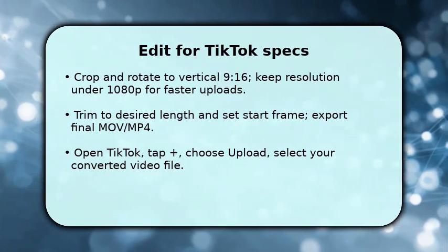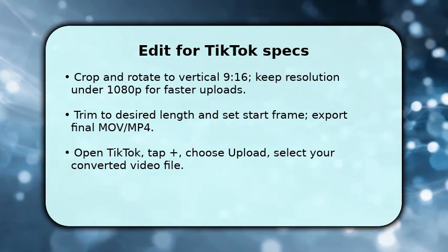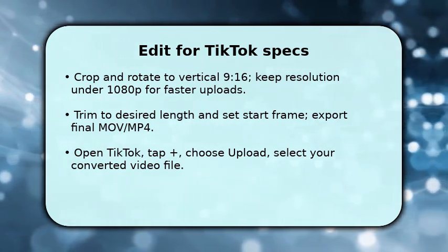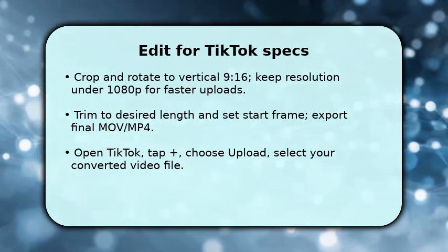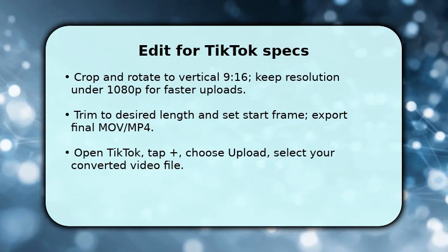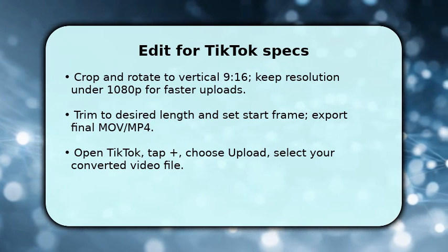Once you have a video file, prepare it for TikTok by editing orientation and length. Crop from a 16:9 ratio to a vertical 9:16, trim the clip to the desired start and end times, and pick a clean keyframe. Make sure resolution and bitrate aren't excessively high. Under 1080p reduces upload errors.